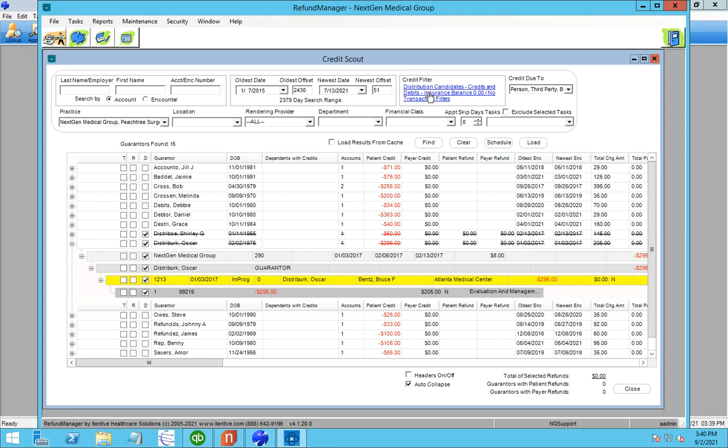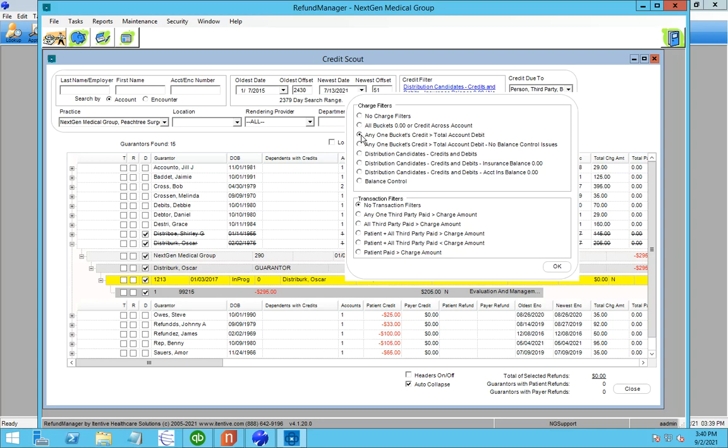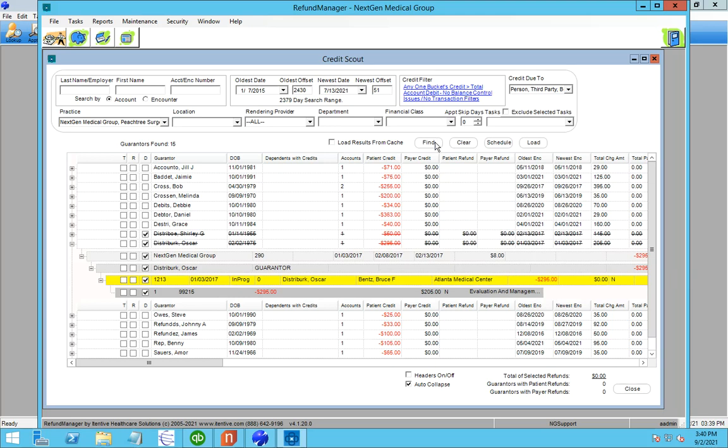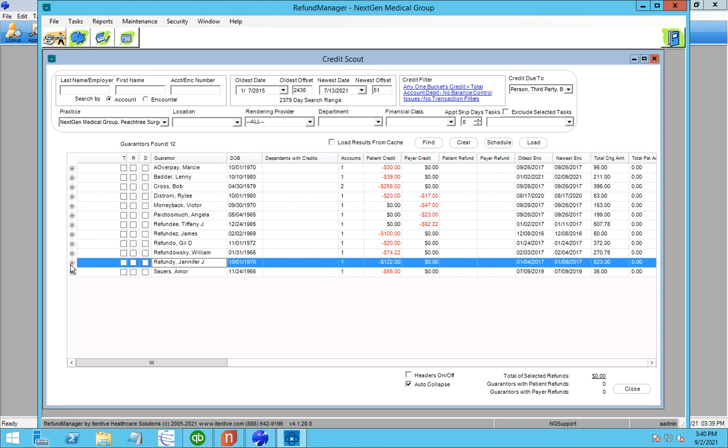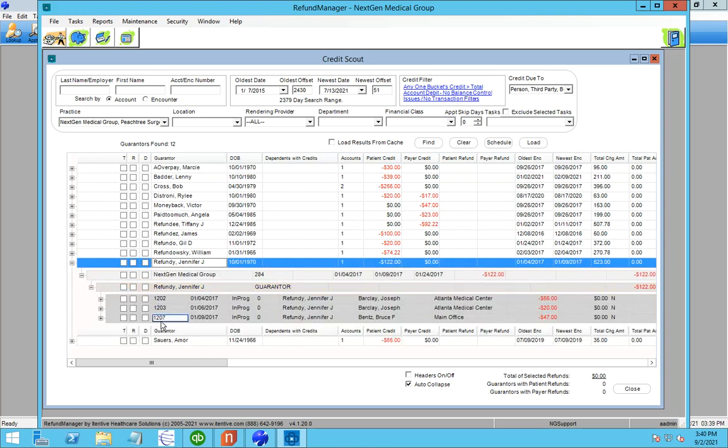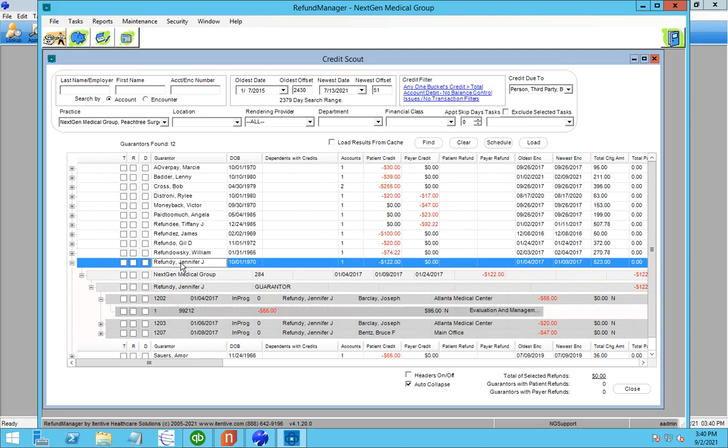Now let's move on and say we want to do some refunds. So I'm going to pick where any balance is greater than the debit for that particular bucket, and we'll go ahead and do a find. I'm going to start with Jennifer down here, and I'm going to expand it out and see, wow, Jennifer has 3 encounters, all with different credits on them that total up to the $122 credit. We can even expand it down to the individual charges.